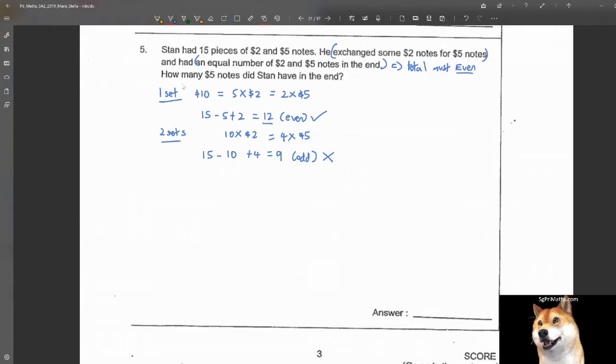Okay, then the question asks, how many $5 notes did Stan have in the end? So if it's an equal number of $2 and $5, we just divide by 2. So the number of $5 notes equals the total divided by 2, which gives us 6. 6 $5 notes.